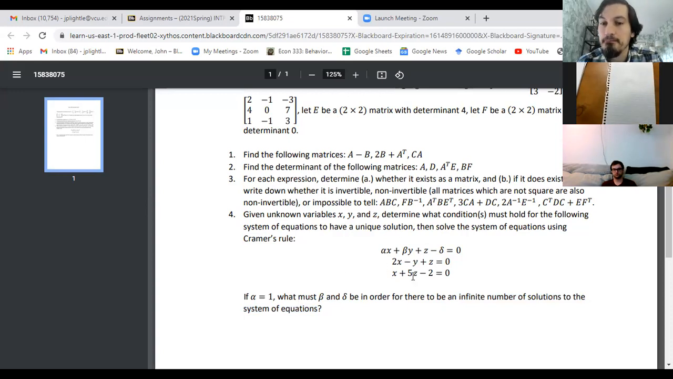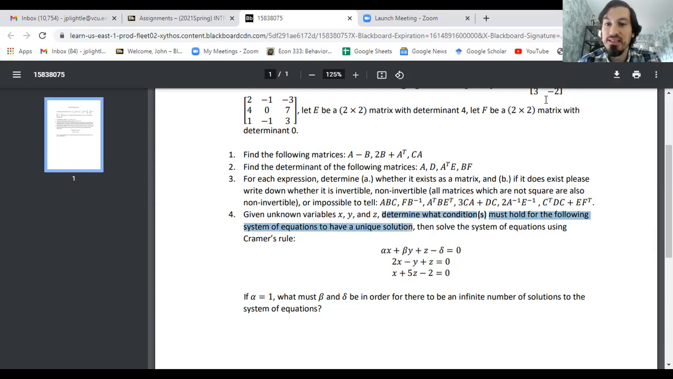That's your matrix, A. When you get to this question right here, determine what conditions must hold for the system of equations to have a unique solution. All you have to do is take the determinant of that matrix I just said and set it not equal to 0. And then you'll get an expression that's not equal to 0. You could just stop there and submit that, and I would give you full credit for that.